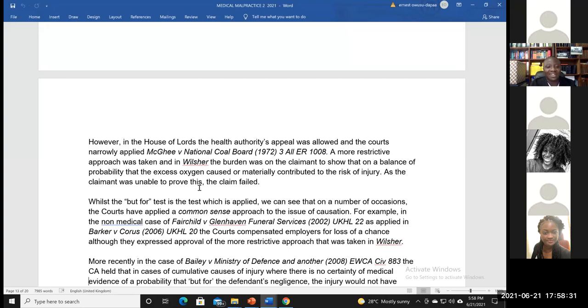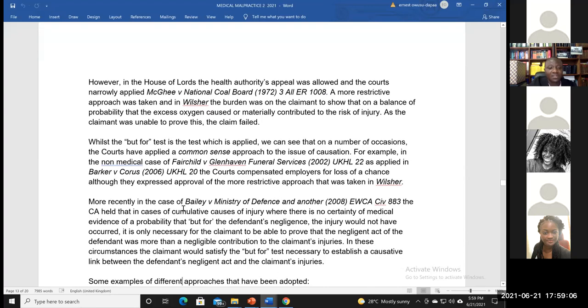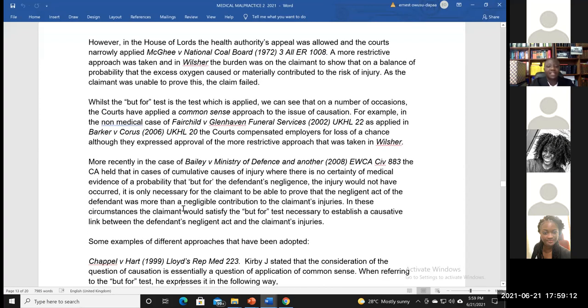And sometimes the Bradford test, as we have seen, is not very helpful, especially where you have multiple causes, and the court may have to take a broader look at the circumstances and make a determination as to whether the injury which is being complained of can actually be attributed to the conduct or omission of the defendant on that occasion. So look at cases like Fairchild against Glenhaven Funeral Services, and also the case of Bailey against Ministry of Defence.